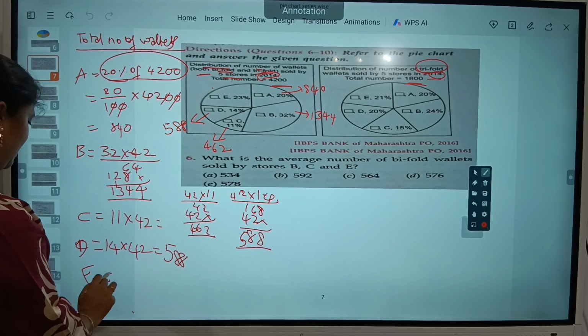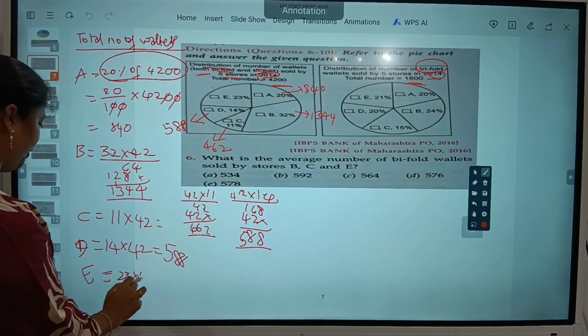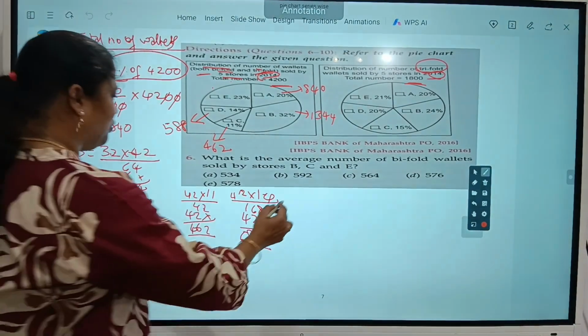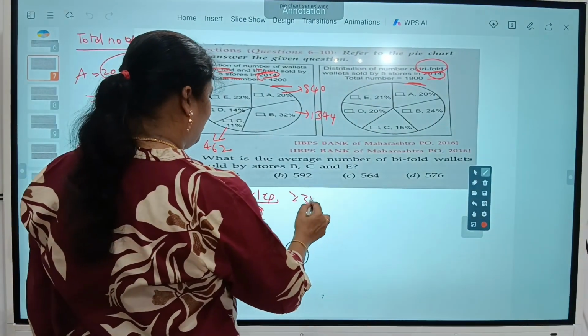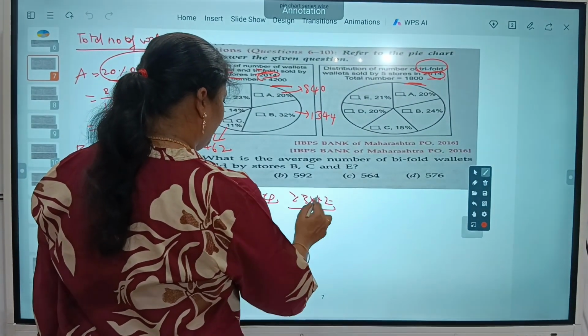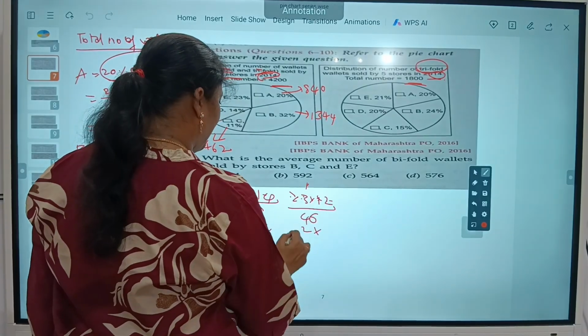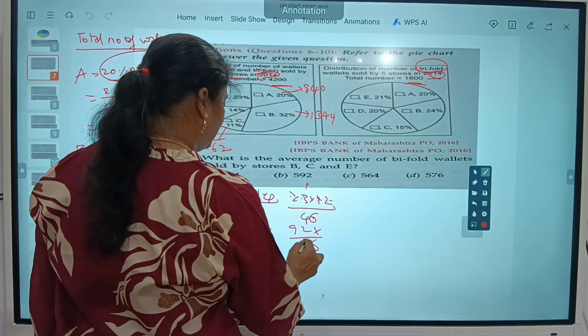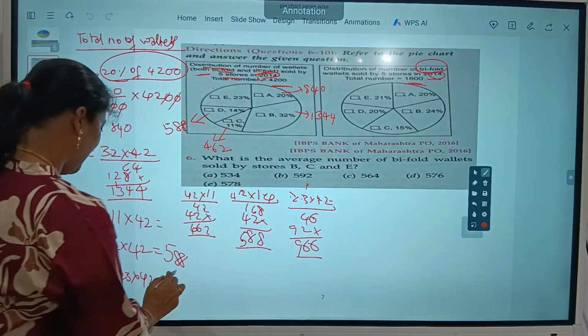E is equal to 23 into 42. 2 3 ja 6, 2 2 ja 4, 4 3 ja 12, 4 2 ja 8, 9, 6 6 9. 966.